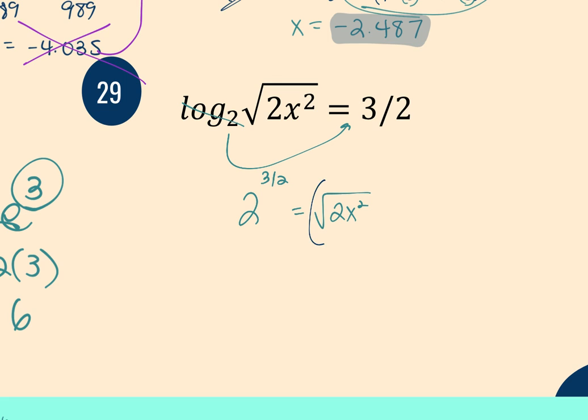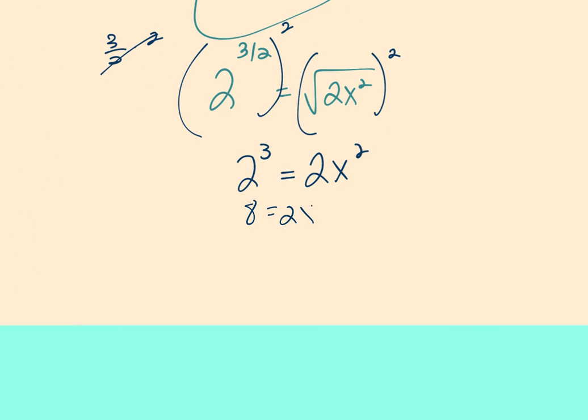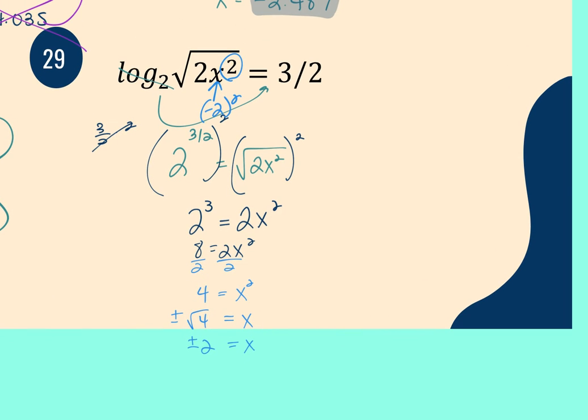Get rid of that square root. So square both sides of the equation. 3 halves. Jason, stay with us. Jason. Thank you. 3 halves times 2 becomes what? Just 3, so this is 2 to the third, equals the square of the square root, cancels that out. So I end up with 8 equals 2 times x squared, divide both sides by 2, x squared equals 4, and x equals plus and minus the square root of 4, plus and minus 2. Yeah? So both answers work here.